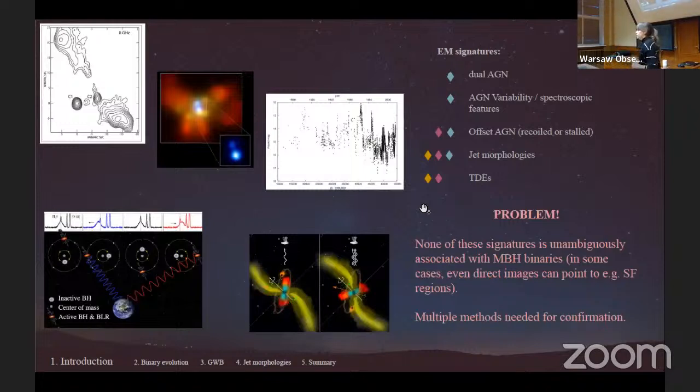The problem here is that none of the signatures is able to pinpoint the massive black hole binary by itself, because most of them can be related to some other phenomena. For example, even the direct image could be related to star formation regions. So we are not certain that these could be two black holes, in fact. So we need multiple methods simultaneously on one binary candidate in order to make a concurrent detection. That's why we have just a handful of them right now.